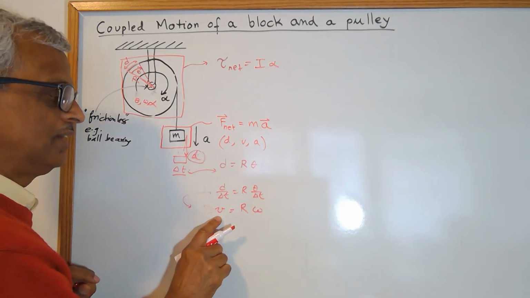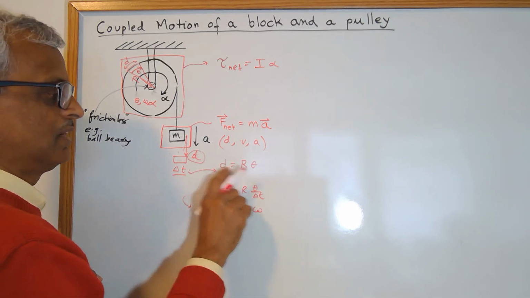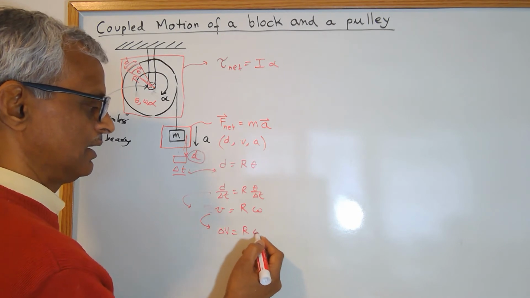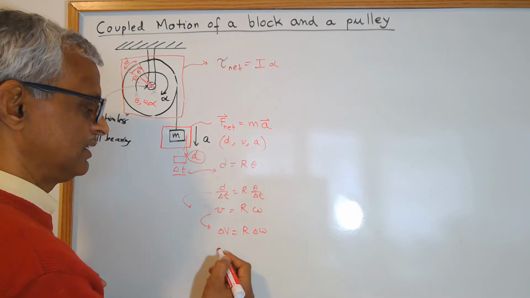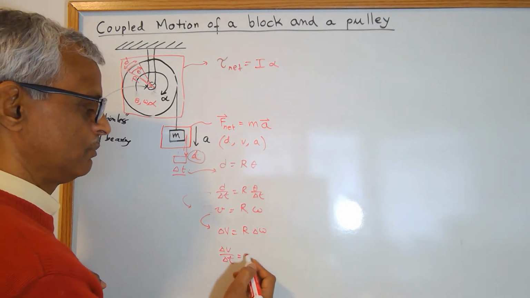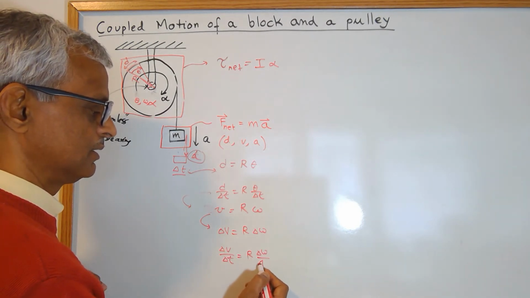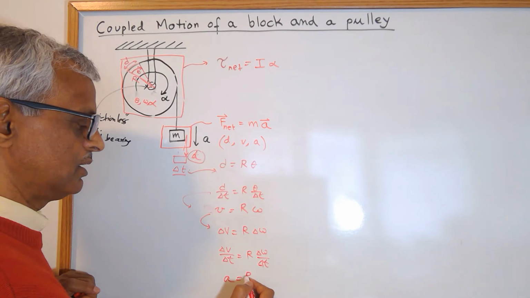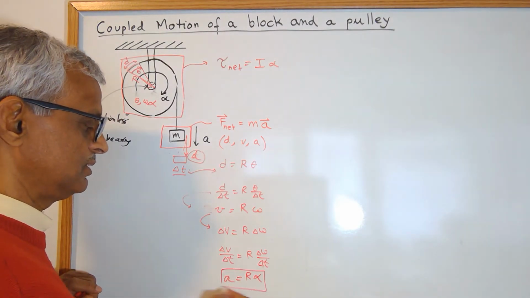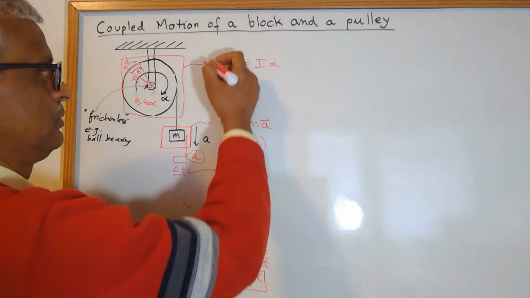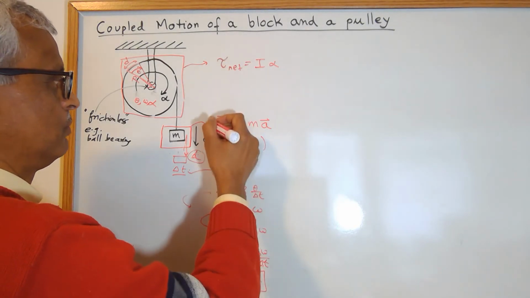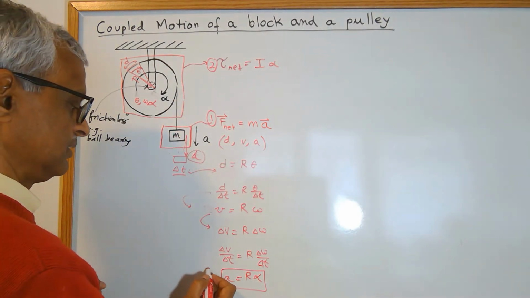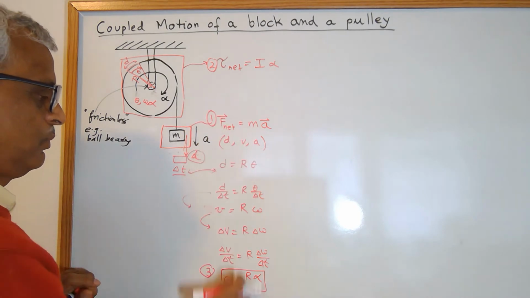If I look at the change in this, it is going to have the same kind of relationship as that. So delta v is r delta omega, and dividing by delta t gives r delta omega over delta t. So you can see the magnitude of a is equal to r times the magnitude of alpha. So this is another equation. We have equation 1 here, equation 2 here, and equation 3 here. So these are 3 equations.